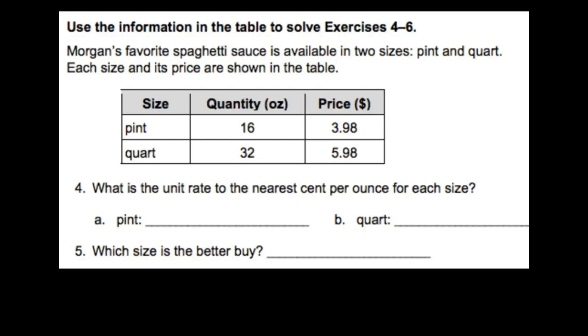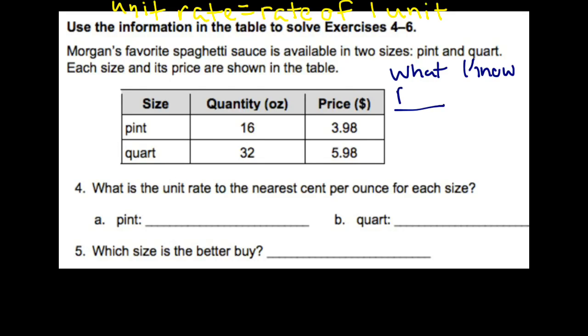So for number 4, what is the unit rate to the nearest cent per ounce for each size? So I know that unit rate, I'll write it up top, unit rate equals the rate of 1 unit. So I need to remember that I'm going to be dividing to find 1 unit. So let me go ahead and start. I'll do my what first, then my no second. For my what, I'm going to be comparing price over quantity.